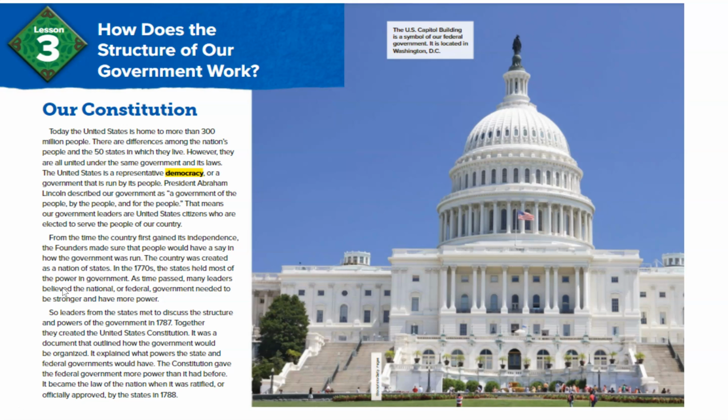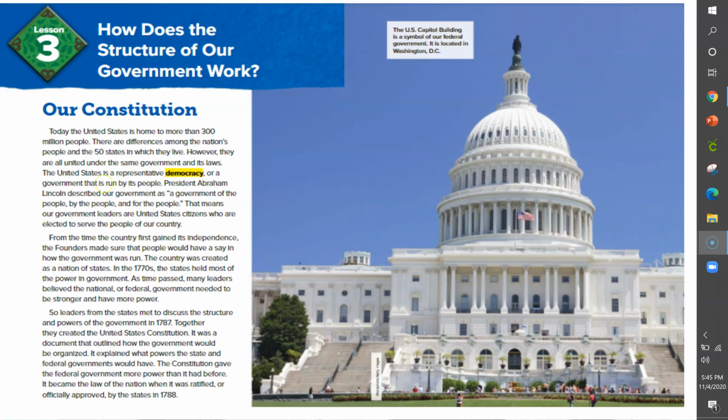Let's jump into our social studies textbook. Our essential question is: how does the structure of our government work? Follow along as I read. Our Constitution. Today, the United States is home to more than 300 million people. There are differences among the nation's people and the 50 states in which they live. However, they are all united under the same government and its laws.